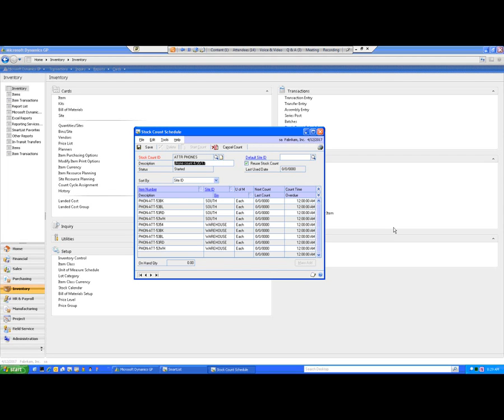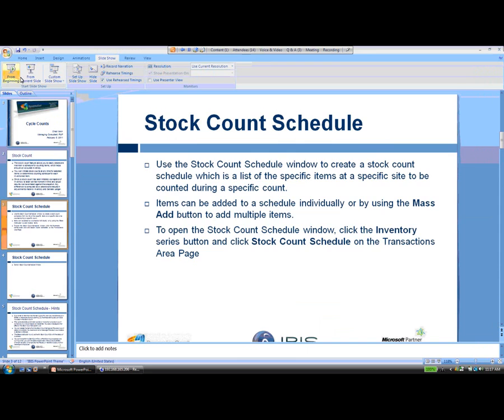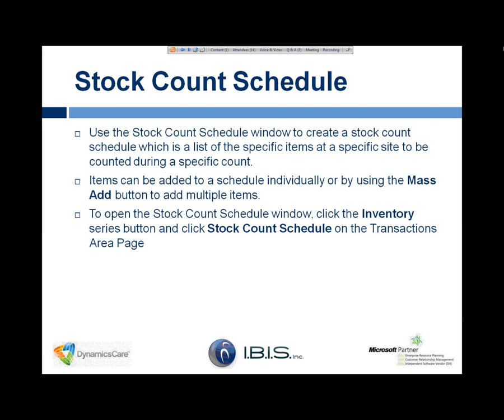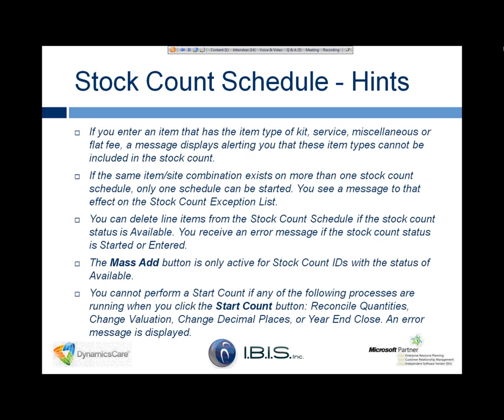All right, let me switch back to my PowerPoint for a moment. Let's cover a few key points on this. So a few things to keep in mind when creating a stock count. Number one, when you're selecting items, depending upon how your items are named, you might not realize that you ended up selecting a kit or service or miscellaneous, or flat fee. Those are items that cannot be included on the stock count. So if you accidentally select those types of items, the system will provide you with an error message letting you know that you have an invalid item.